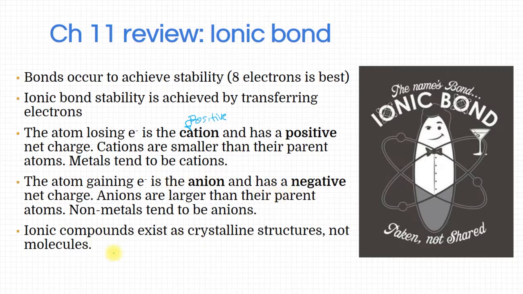So when we were looking at the formation of sodium and chlorine, where the sodium gave up all of its electron to chlorine, this is an ionic compound because I have a positive thing, a cation, and a negative thing, an anion. Okay, anions tend to be nonmetals and cations tend to be metals.